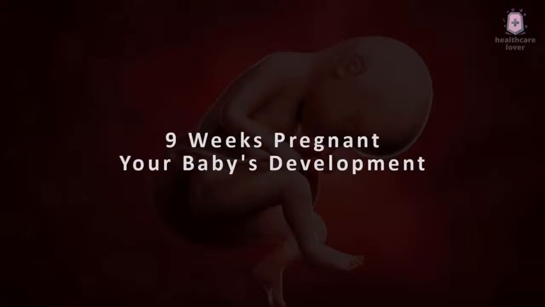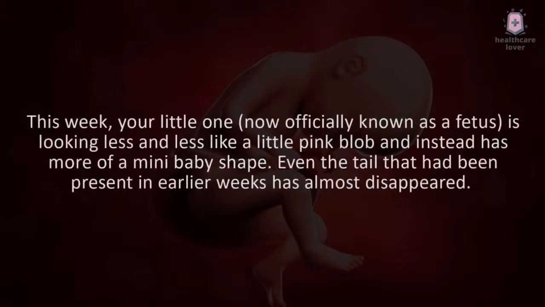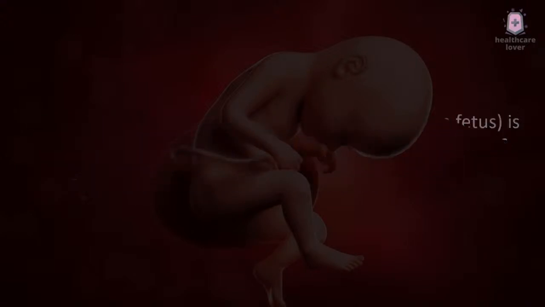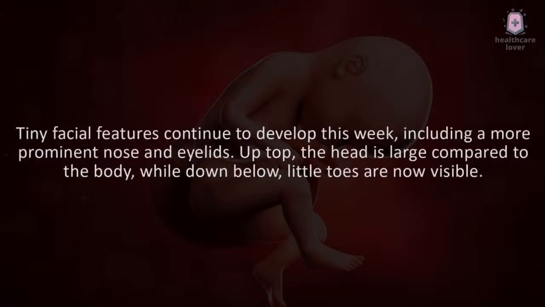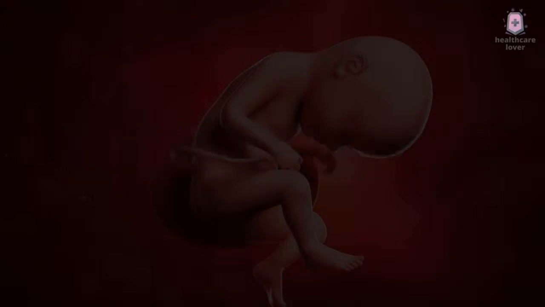9 weeks pregnant. Your baby's development. This week, your little one, now officially known as a fetus, is looking less and less like a little pink blob and instead has more of a mini baby shape. Even the tail that had been present in earlier weeks has almost disappeared. Tiny facial features continue to develop this week, including a more prominent nose and eyelids. Up top, the head is large compared to the body, while down below, little toes are now visible.